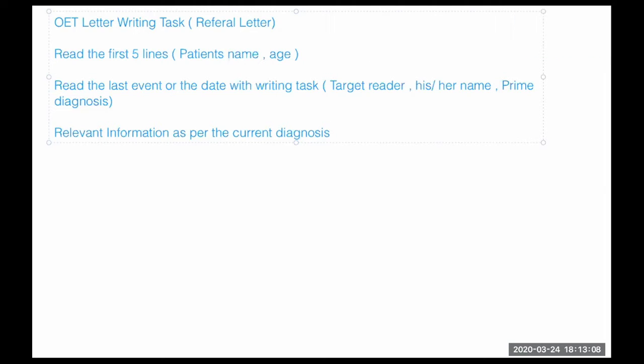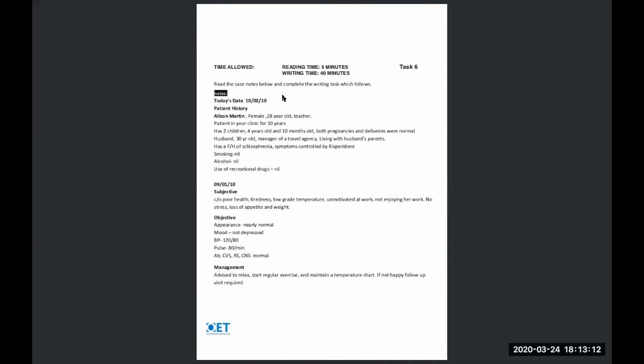So I'll share a question paper along with this video. You can see this. I believe everyone can see this question paper. Now, in this question paper, as per the steps I advised you, if you read the first 5 lines, we get to know the important information, which is the present date. In this letter, they have mentioned today's date is 10th of February 2010.